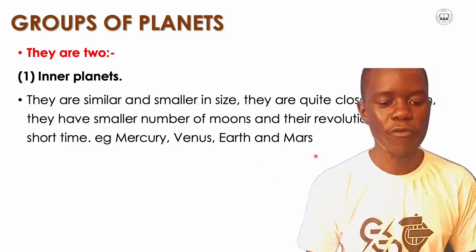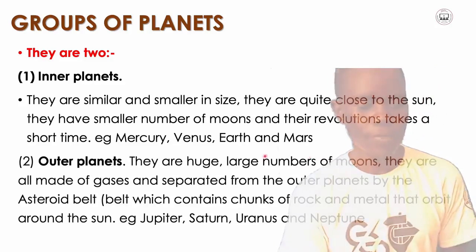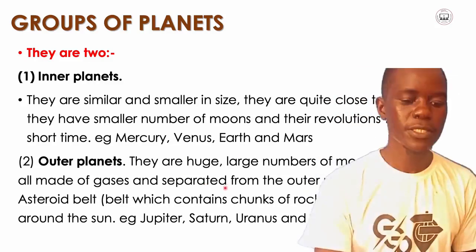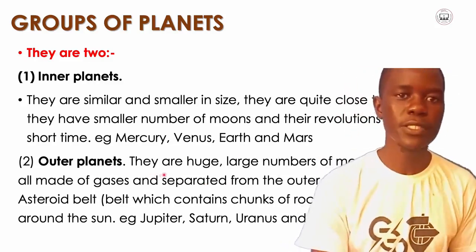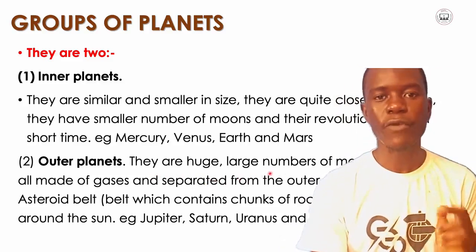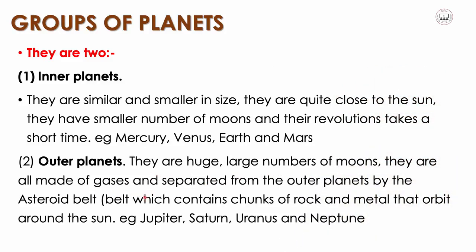The other group of planets is the outer planets. The characteristics of the outer planets are that they are huge compared to the inner planets, and they have large numbers of moons. They are all made of gases, and they are separated from the inner planets by the asteroid belt.